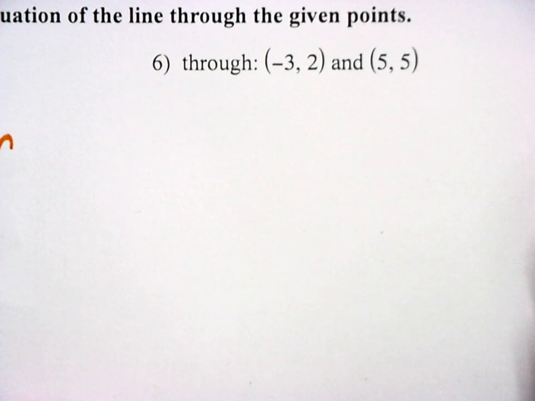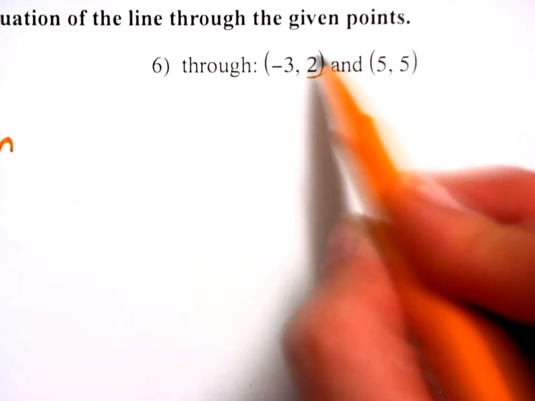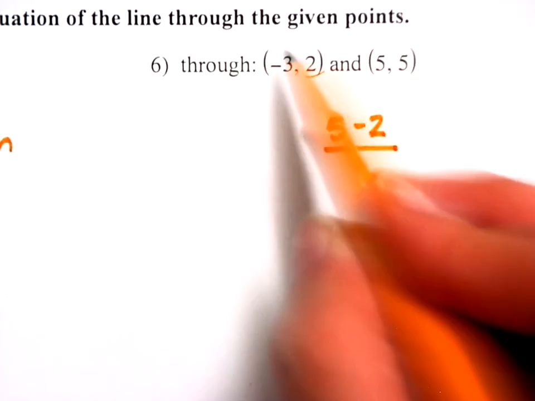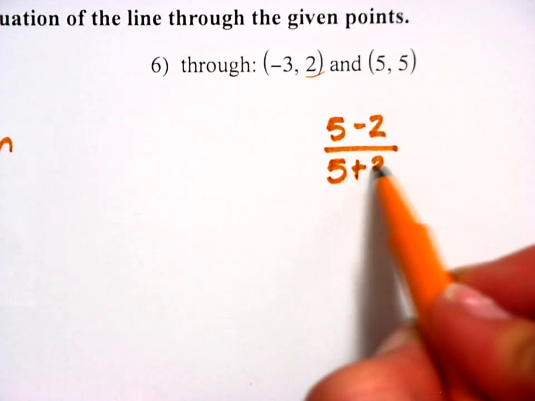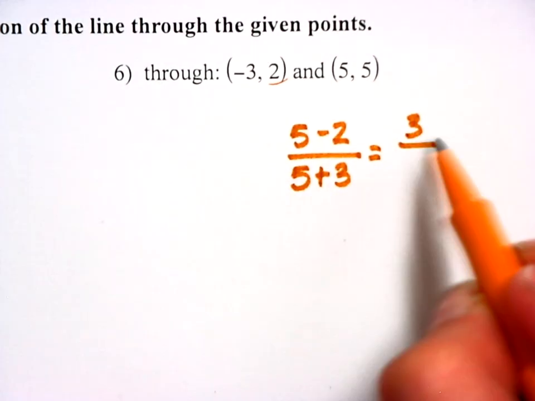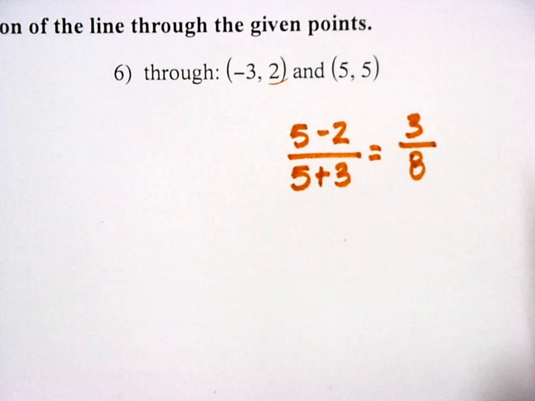Okay, very similar. We have 2 points again, so we're just going to find our slope once more. So that's going to be 5 minus 2 all over 5 minus -3. So that's really 5 plus 3. So 5 subtract 2 gives you 3. 5 plus 3 gives you 8. So our slope here is 3/8.